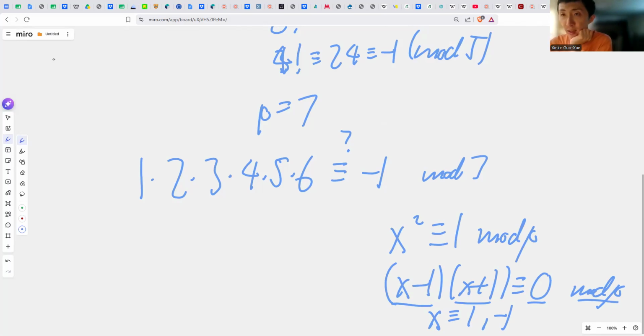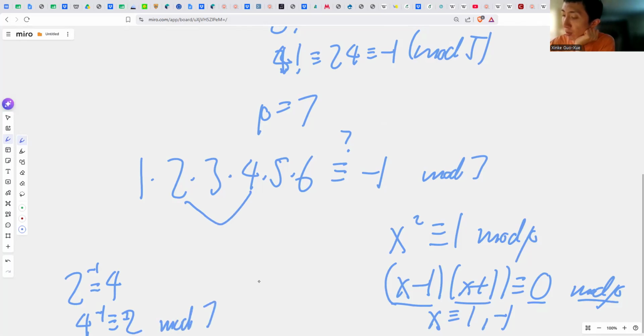Everything else has an inverse, but it's different from itself. So for instance, 2 is the inverse of 4, and 4 is the inverse of 2, mod 7, because 2 times 4 is 8, and 8 is 1 mod 7. Similarly, 3 times 5 is 15. 15 is 1 mod 7, so 3 and 5 are inverses.